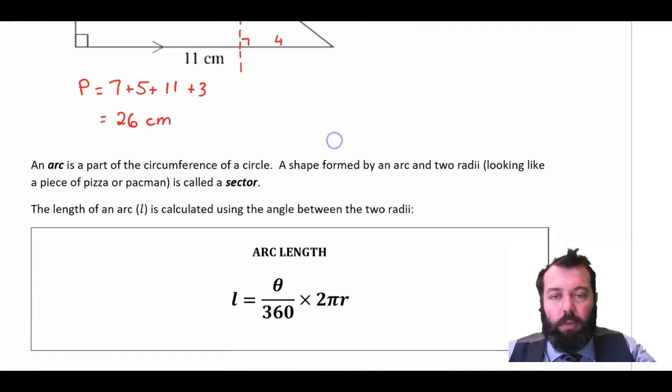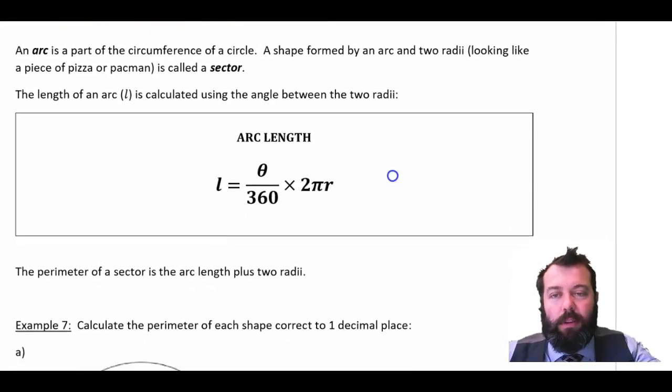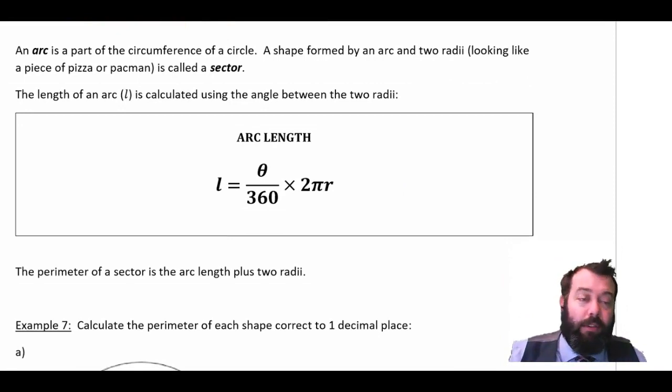Right, now we've got to keep moving along because there is a lot to do here. These exercises start to get pretty busy. Now an arc is part of the circumference of a circle, right? It's part of that curve, not the whole lot. If I take an arc and join the two ends of it up with straight line back to the center of the circle, that'd be radii.